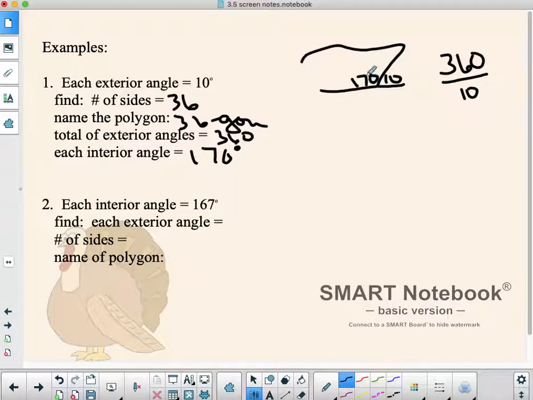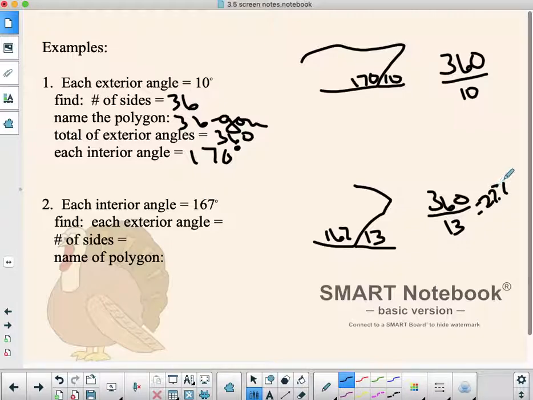Another example, but what if I start with the interior angles? I have some polygon, I don't know how many sides it has, but I know that my interior angles are 167 degrees. Okay? We don't know what the total of the interior angles are, but I do know that if my interior angle is 167, my exterior angle would have to be whatever's left to get to 180. So I would say, my exterior angle has to be 13 degrees. Now I can do it just the same way as I did this one, because I know my exterior angles have to add up to 360. But when I divide 360 by 13, I don't get a whole number. I get a decimal.